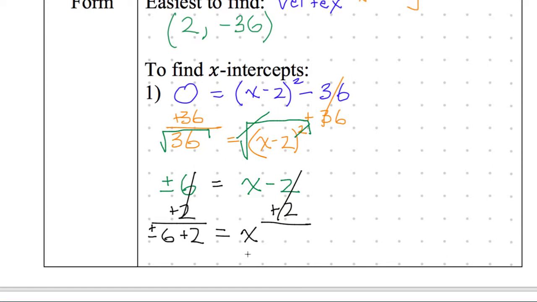So I still have that plus or minus 6. That plus or minus is attached to that 6. It's not going and switching to the 2. Plus and minus is always in front of the 6. Adding 2 just means I'm adding 2 to that plus or minus 6.